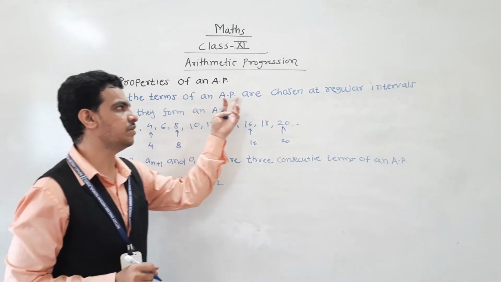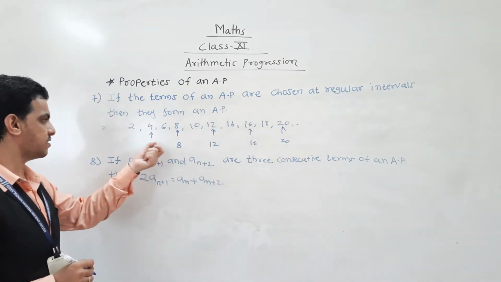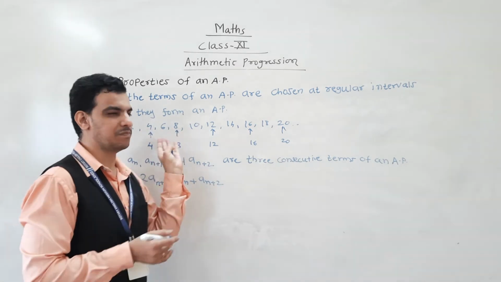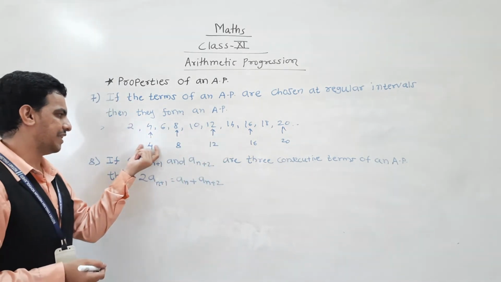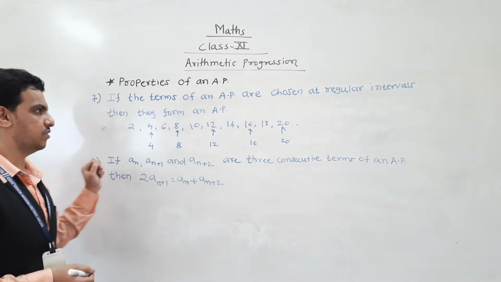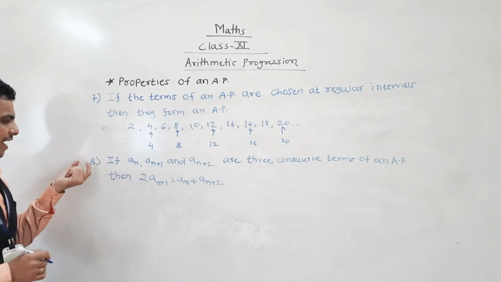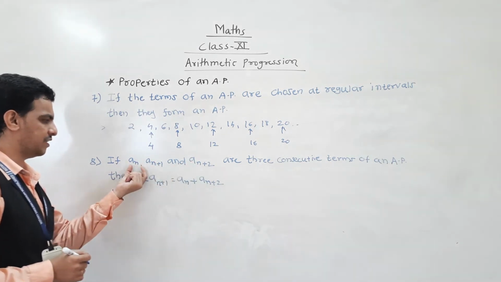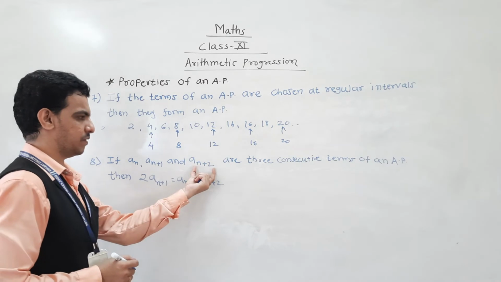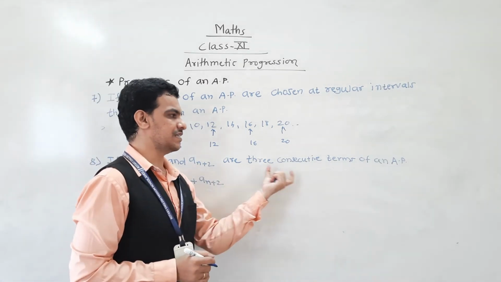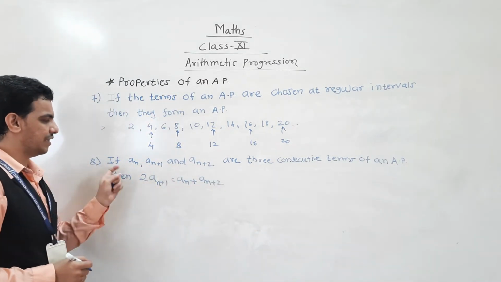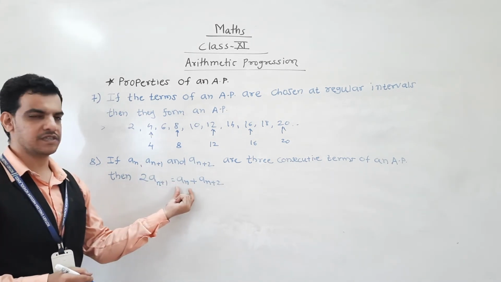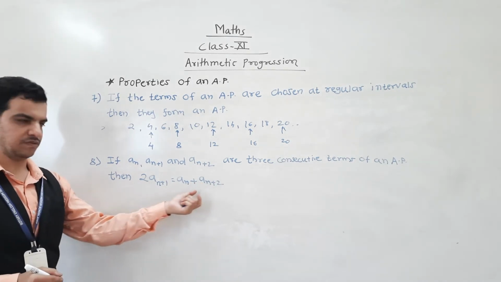If the terms of an AP are chosen at regular intervals, then they form an AP. So if I am taking, suppose, even places terms, then those terms also form an AP. Okay, so this is property 7. And property 8: if a_n, a_(n+1) and a_(n+2), meaning the nth term, (n+1)th term and (n+2)th term, are 3 consecutive terms of an AP, then 2 into the (n+1)th term is equal to a_n plus a_(n+2), okay.